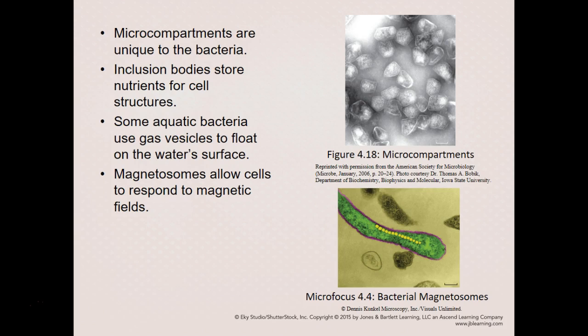Microcompartments. Most bacteria have specific regions where they can carry nutrients or where they might carry gases to allow bacteria to move in environments. Specific bacteria contain magnetosomes, which are tiny little magnetic material that allows them to recognize the different magnetic fields in the earth.